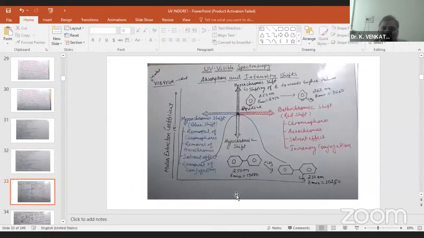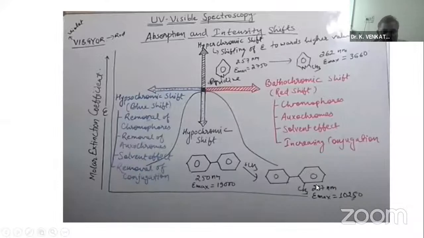So next, you already know about the bathochromic shift, hypsochromic shift, hyperchromic shift and hypochromic shift. What is the bathochromic shift? It is called the red shift, an increase in the wavelength value. What is the reason the wavelength increases? Due to increased conjugation.